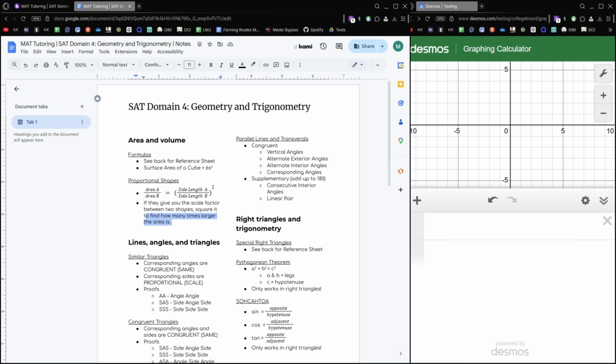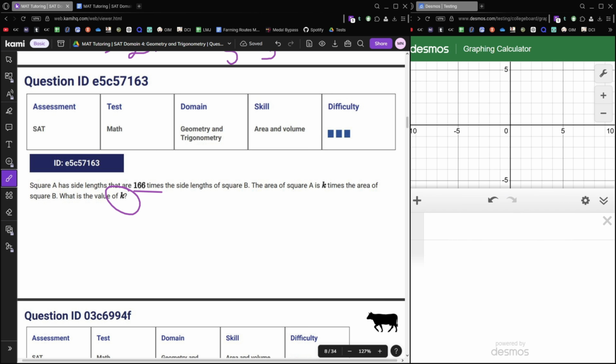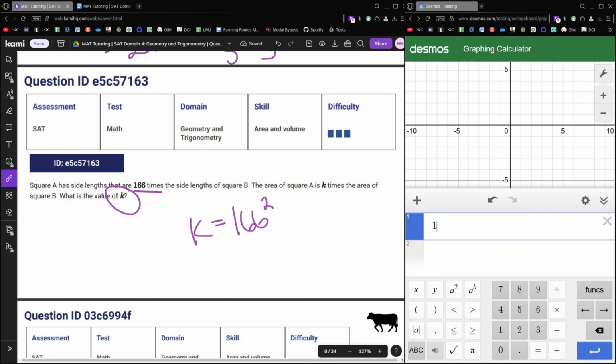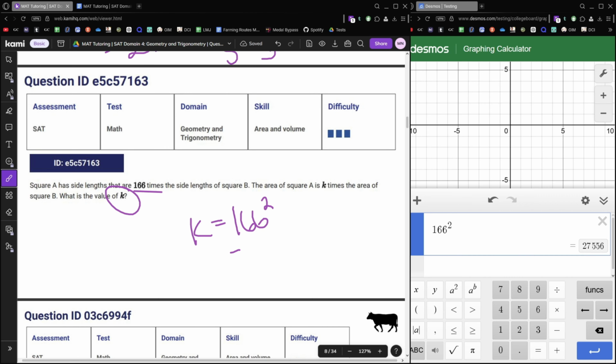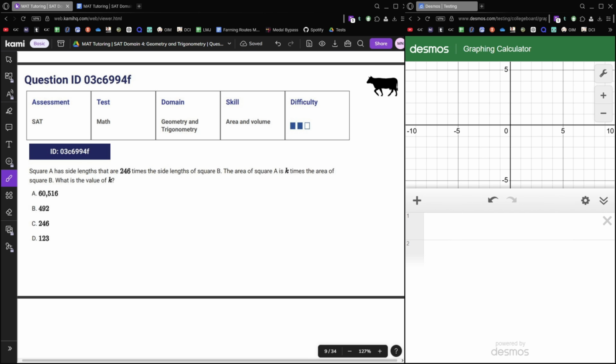And the reason this works is because of this proportion up here. Now I don't want to explain it, just know that it's going to be that easy. All we have to do is square 166 to find the value of K. Let's go ahead and do that. Our answer will be 27,556, just like that.